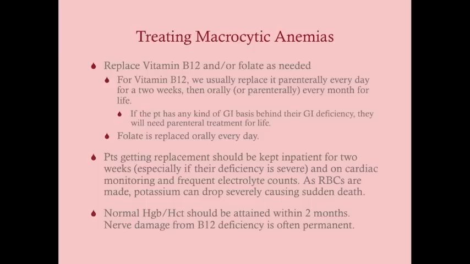Remember, like I said back at the very beginning, you can have a macrocytic anemia and an iron deficiency anemia at the same time. Iron deficiency anemia is the most common cause of anemia, so it's certainly possible you can have both. So if you don't get a normal hemoglobin and normal hematocrit after 2 months of replacement therapy, then you should investigate for other possible causes. And remember that nerve damage from B12 deficiency, if they have it, generally that's permanent. But once you start replacing the B12, it should stop.